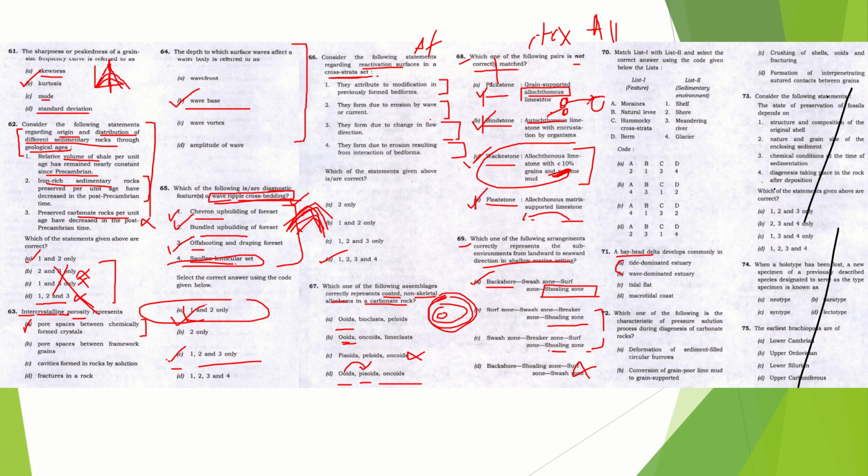Now coming to the 17th question. So we need to match list 1 and 2, and in that way we'll be able to do it. So moraines are part of glaciers, I guess. Yeah. Natural levee. Let me just, a minute. Hummocky cross, A is the option of 4. So these options are eliminated. Other two are eliminated. Now coming to the natural levee. Natural levee is for the meandering river, I guess. Yes. So B would be correct.